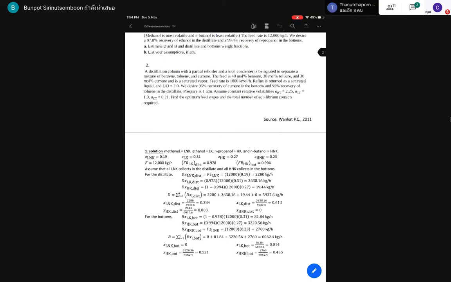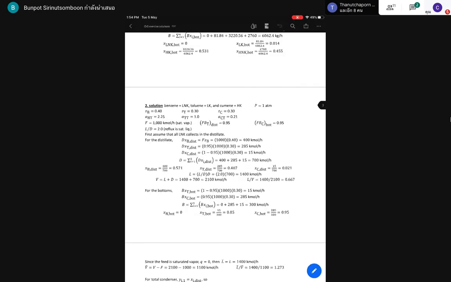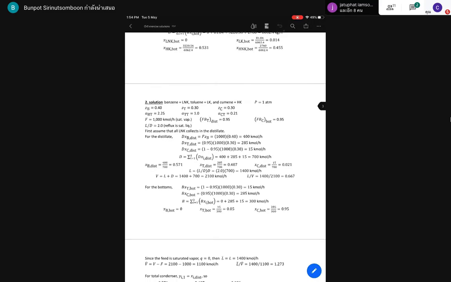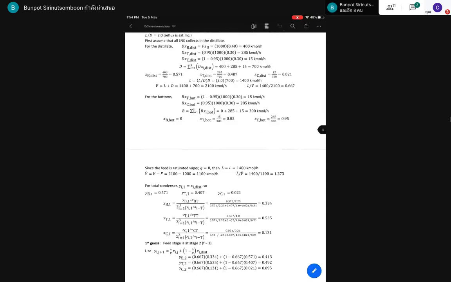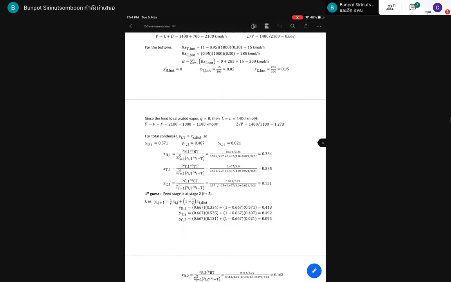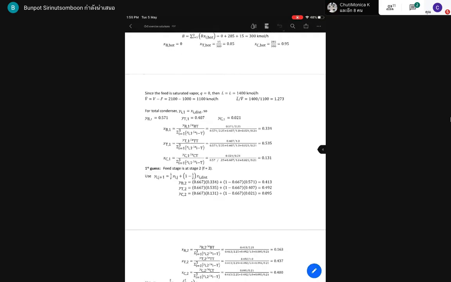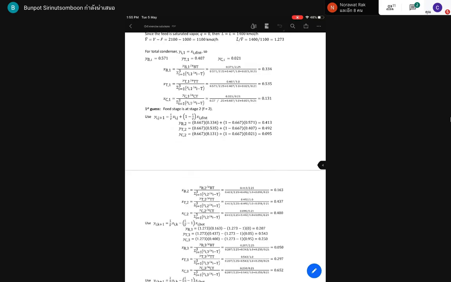And then for the second problem, this one is to do the stage by stage calculation, because the question asks for the total number of stages required and also to find the feed location. This is what I did, and you guys probably already saved this. I started with my first case, where I picked stage two to be my feed stage, and then I keep doing the calculation, and I switch.